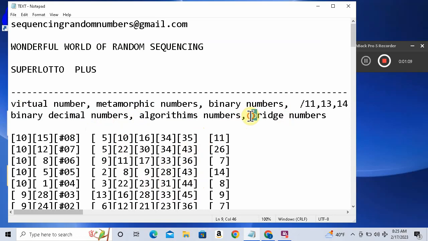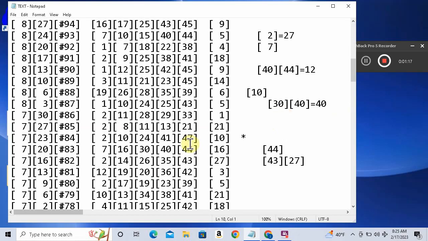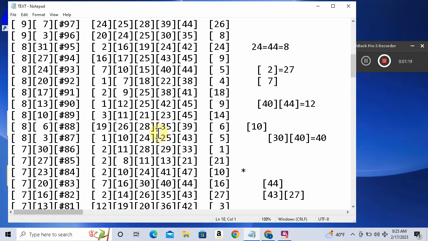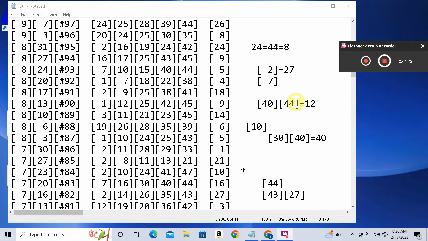Now, there's also bridge numbers. This is a bridge number right here. And what we're going to be talking about in this particular sequence is how this lotto got played out right here. See right here? This is the number I'm going to be analyzing. I'd like to start off by explaining how this number here created this number right here, the 24.